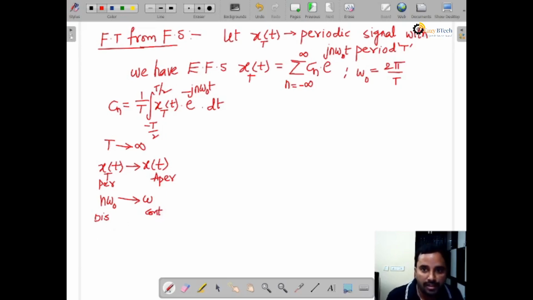Okay, and here omega naught is 2 pi by T. As T goes to infinity, as T increases, this omega naught will become very small, right or not? So omega naught will become d omega, very small, because T is going to infinity, right? So all these modifications or changes we are going to substitute in the coefficients formula.